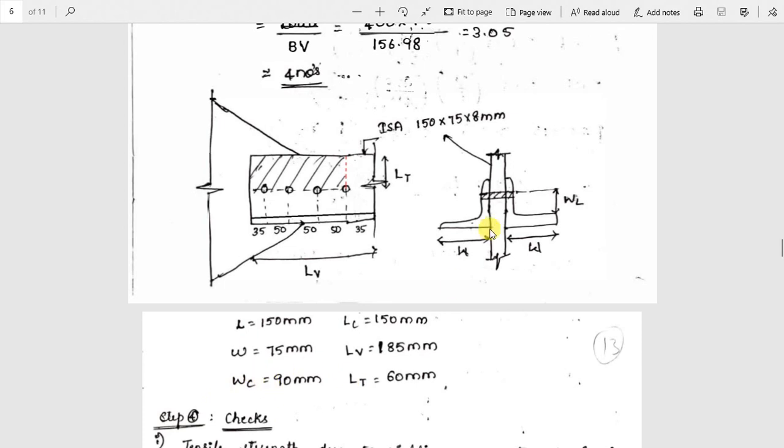Wl is 90 mm, that is from this particular point till here, from page 168 of SP6 Part 1 1964 handbook, and Lt is 60 mm. If this is 90, the remaining is 60.